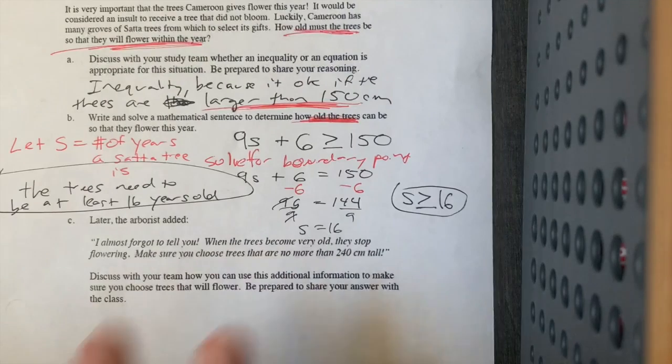All right, part C to wrap this thing up. Later, the arborist added, "I almost forgot to tell you, when the trees became very old, they stopped flowering. Make sure you choose trees that are no more than 240 centimeters tall." Ooh, so it looks like we have another inequality to consider here.